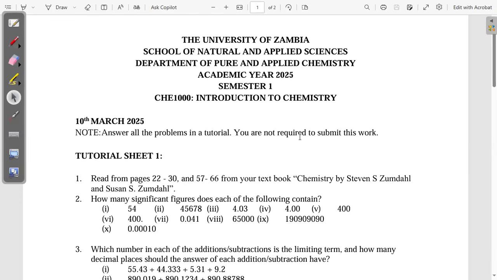All right, so welcome to this class. This class we are going to be solving tutorial sheet 1. In this specific class we are going to look at tutorial sheet 1 for chemistry 1000. I also noticed that for chemistry 1010 you also have a tutorial sheet, so we are also going to solve that one.